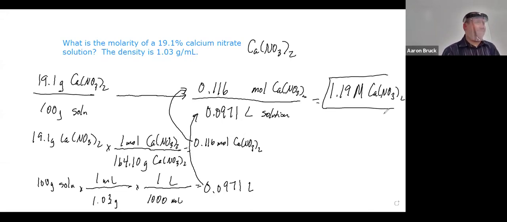That's the process. Now, if we have to go the other way, it's kind of the same thing. We're just going to reverse it. We would start with the molarity, this many moles over 1 liter, and then we would convert the moles to grams and the liters of solution into grams of solution. We would divide the two by each other and then multiply by 100 to get it into percent.